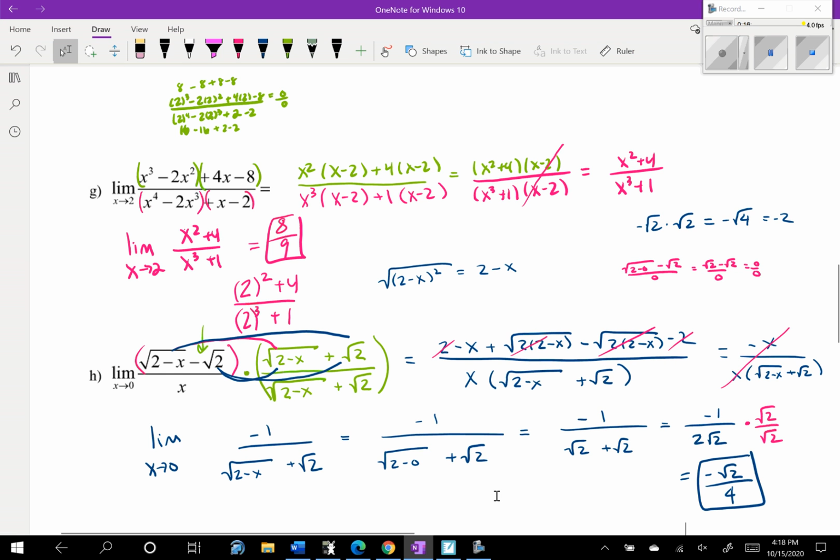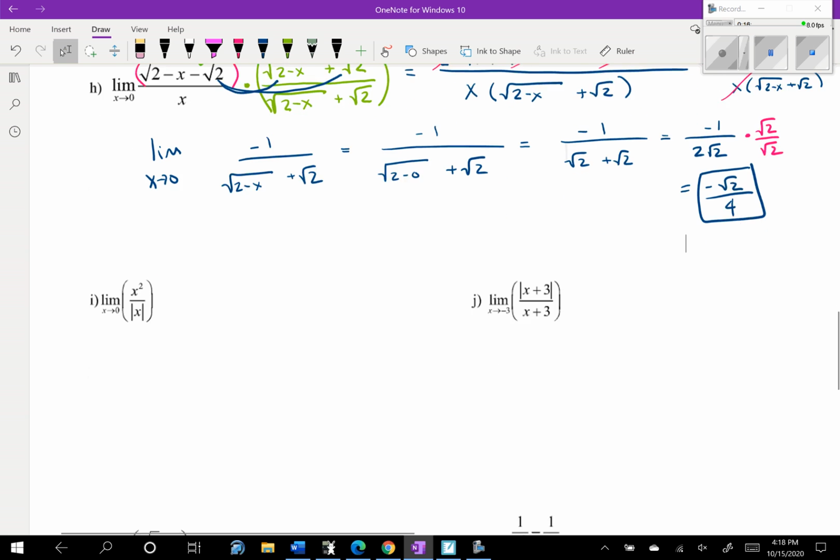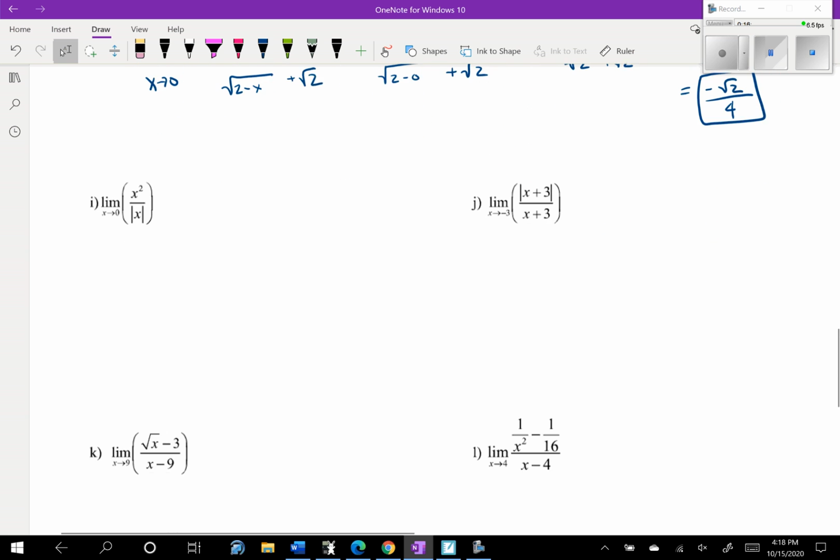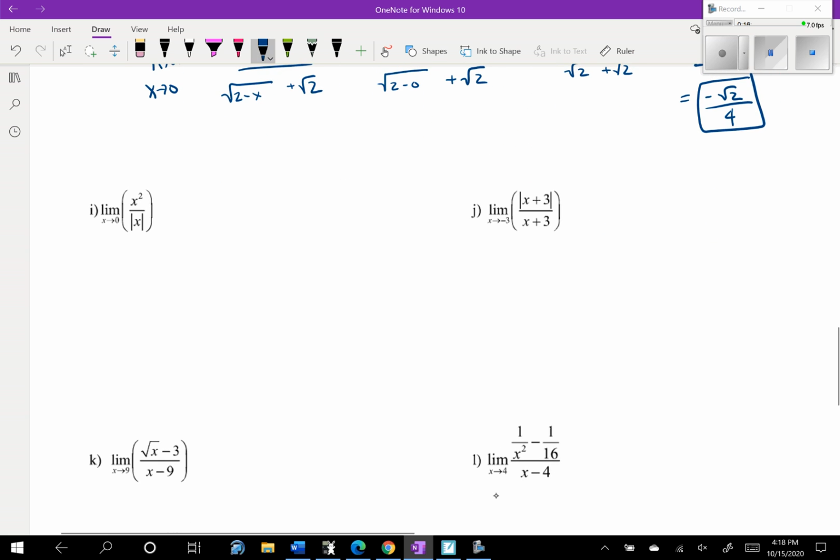So let's keep going and look at the next one. So now we have a function with an absolute value. So if I plug 0 in here, I get 0 over 0. So that means there's some algebra we can do in order to solve.